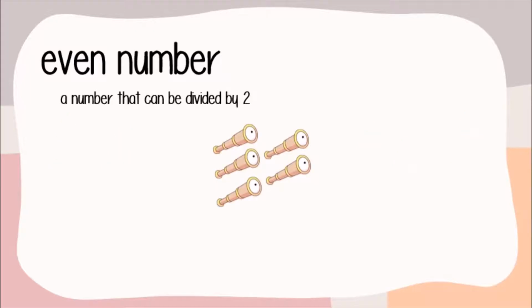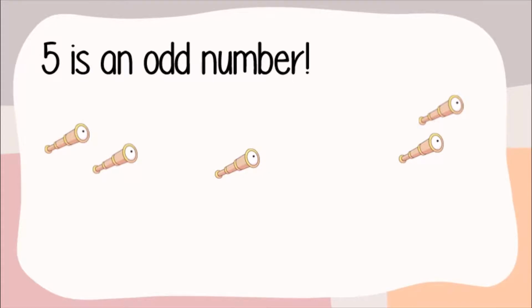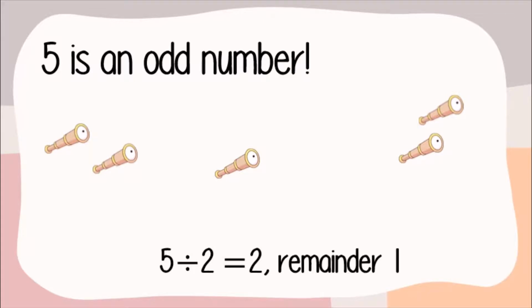How about if we have 5 telescopes and we group them into 2 groups of equal telescopes each? 1, 2, 3, 4. So each group will have 2 telescopes, but there's a problem here because there is an extra telescope. That means that 5 is not divisible by 2. 5 is odd. In symbols, we have 5 divided by 2 is equal to 2, but with a remainder of 1.